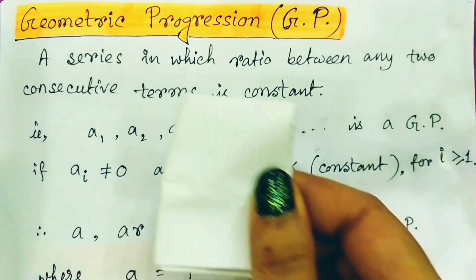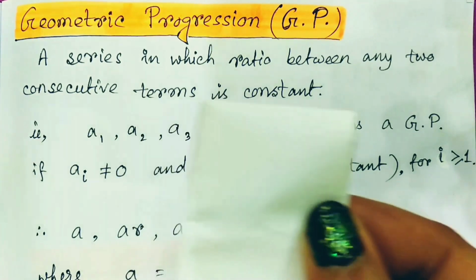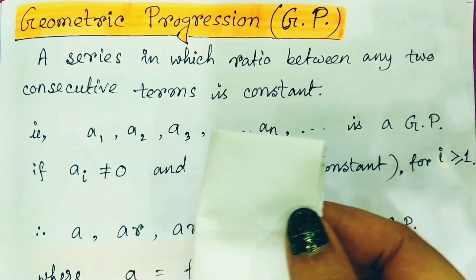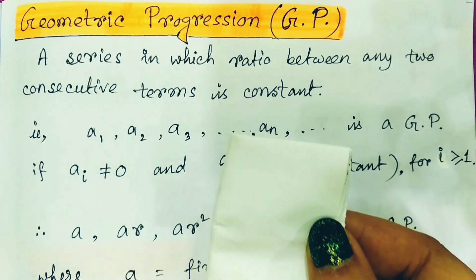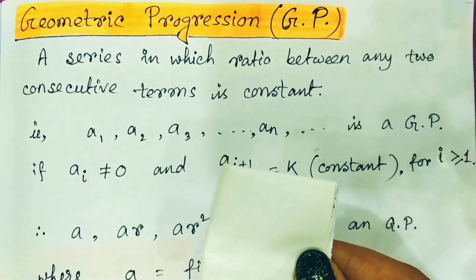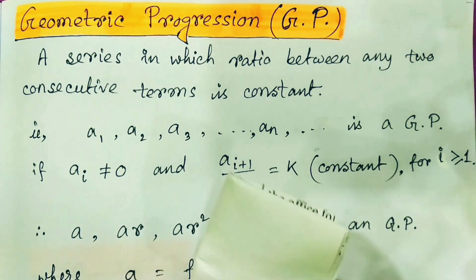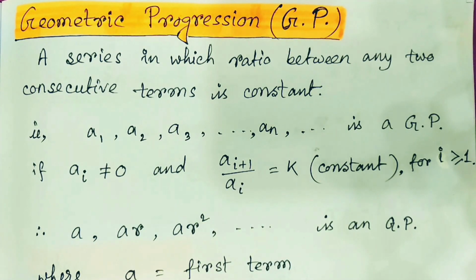So in this way, when we fold a paper, for each fold we will find that the number of portions will be double the previous number. When the parts increase this way, it is a GP, or geometric progression.